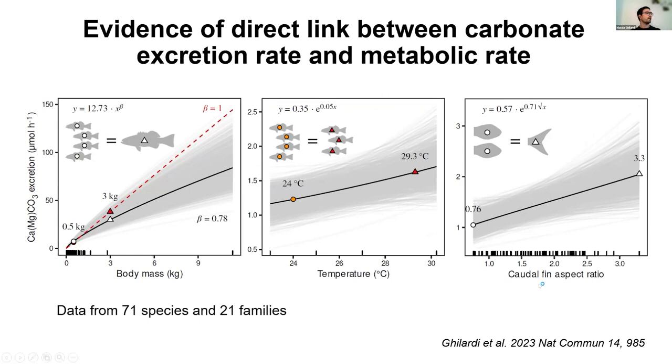And we found that the relationship between carbonate excretion and these three variables corresponds to the same relationship between metabolic rate and the same three variables. So supporting this direct link between excretion rate and metabolic rate, and therefore, this is an important finding because it supports these previous global scale estimates.